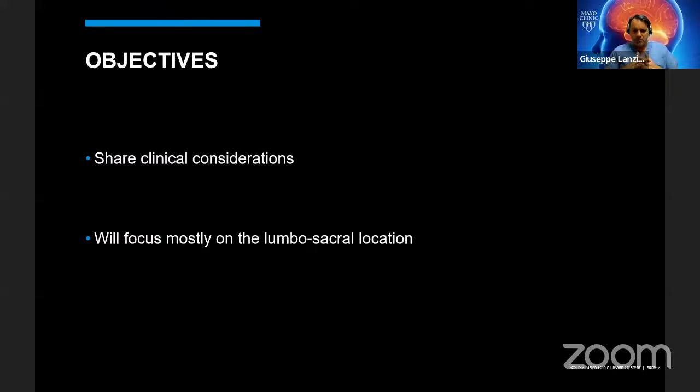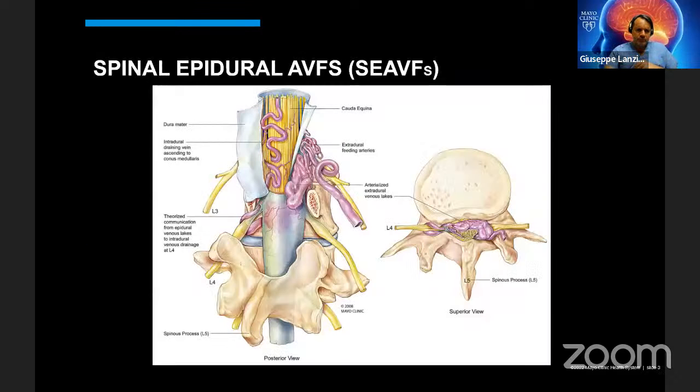Epidural fistulas, because they are the most common ones, and they do share several common characteristics. Now, when we think about spinal vascular malformations, I remember since I started my training, one of the most confusing things for me has been to try to put them somehow together in an organized and rational way.